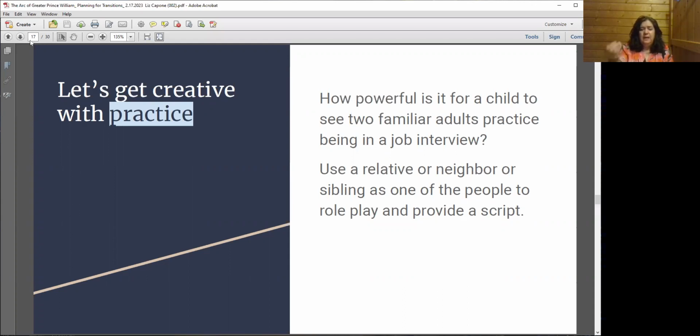So again, if you can have people practice with your child, and it could be two cousins at a family reunion, can they take 10 minutes and go to a different picnic table and practice? Use those little bits of opportunities, ask people that maybe you wouldn't think of asking to help prepare your child on their journey. Okay, next slide, please.